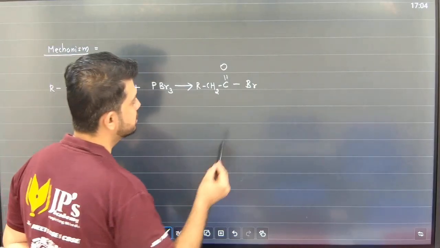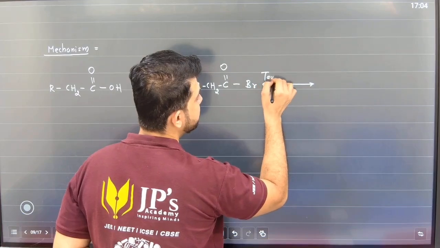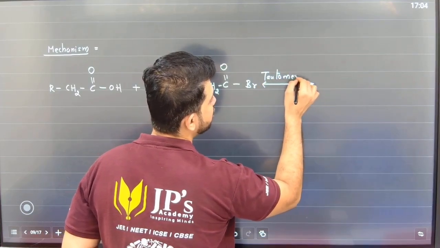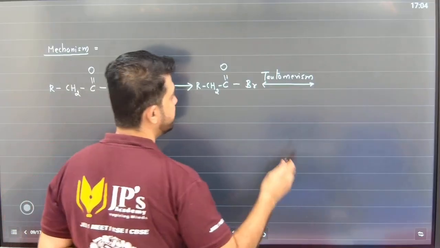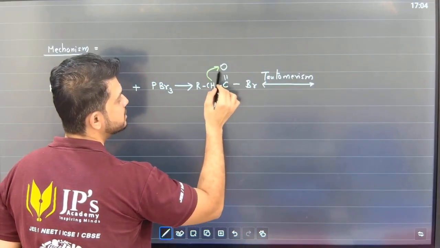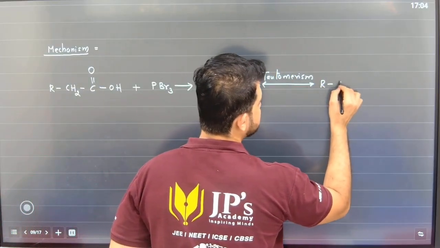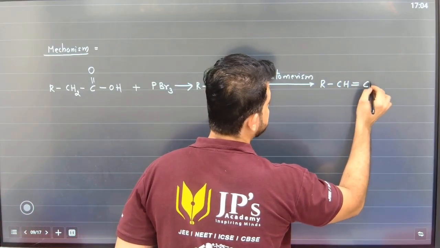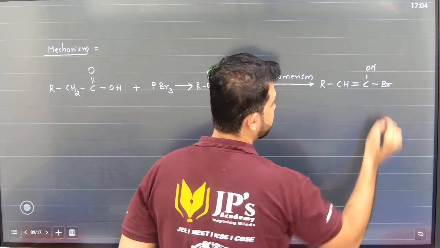And now students, this undergoes a rearrangement in the form of tautomerism. I'm very sure that students knew about tautomerism. If you don't know, you can watch the video on tautomerism. H shifts here, this double bond shifts here, so we get R CH double bond C OH and Br.